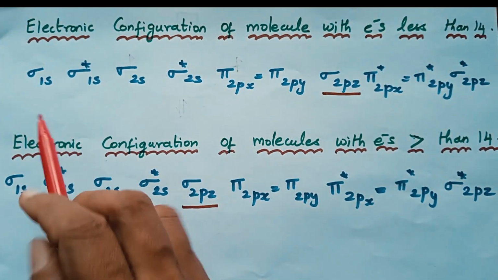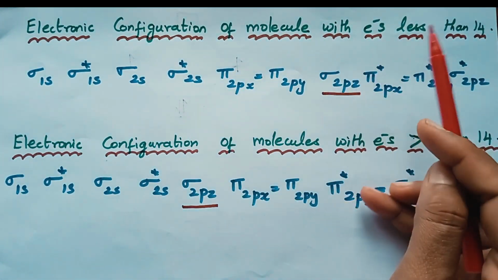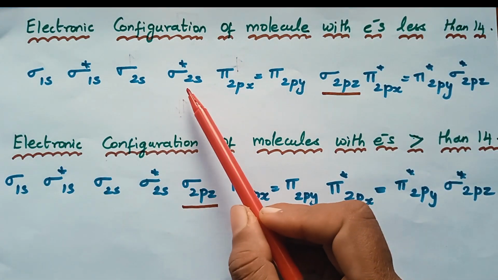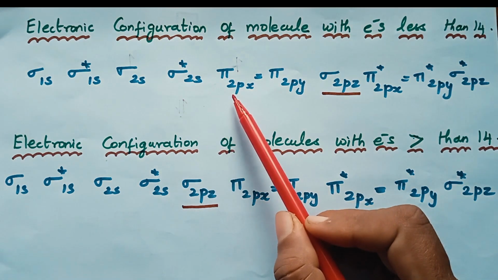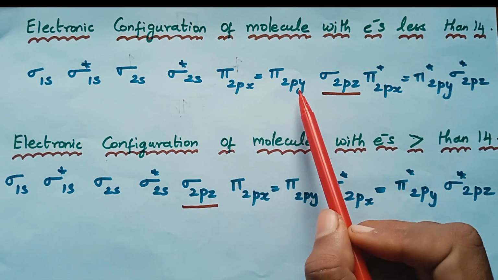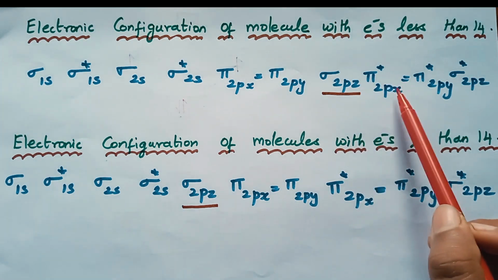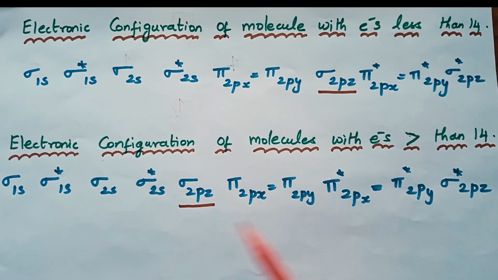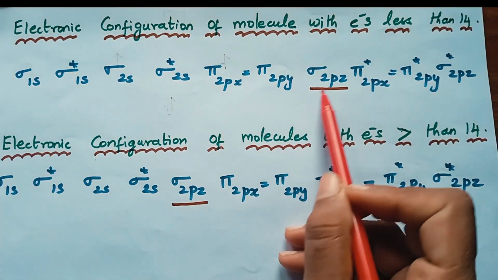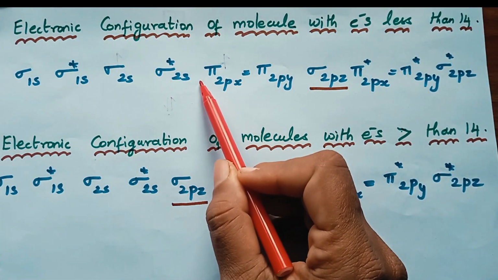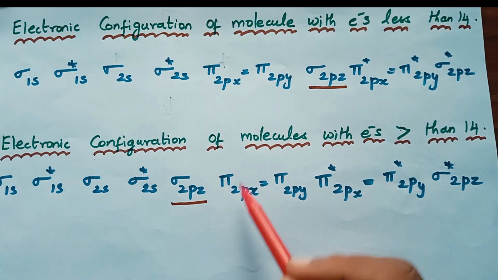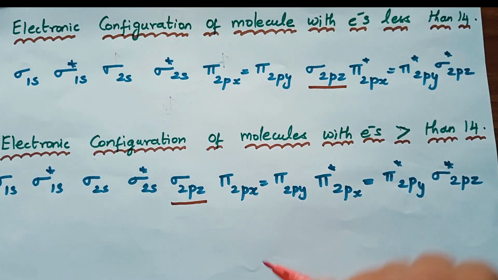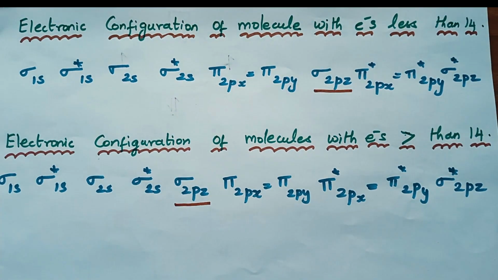I summarize once again. The electronic configuration of a molecule with electrons less than 14 has the order sigma 1s, sigma star 1s, sigma 2s, sigma star 2s, and then pi 2px equal to pi 2py, sigma 2pz, pi star 2px, pi star 2py, and then sigma star 2pz. In the case of electrons greater than 14, the sigma 2pz will come first, and then the pi orbitals will come. This is the only change in the electronic configuration. Please remember this. I hope you understand this concept.